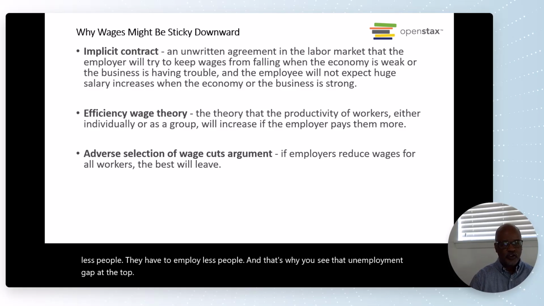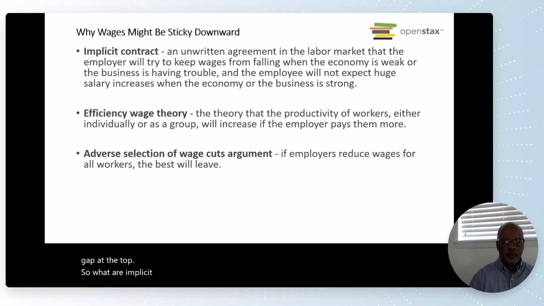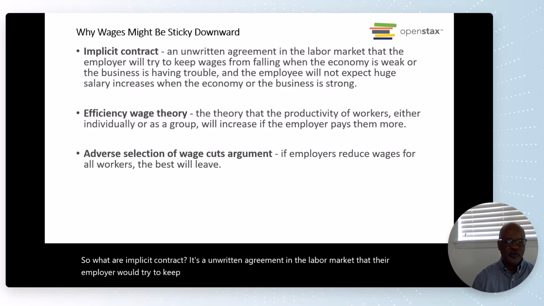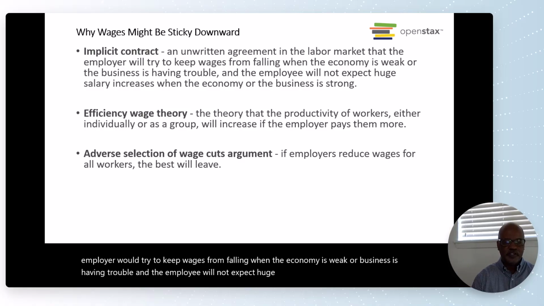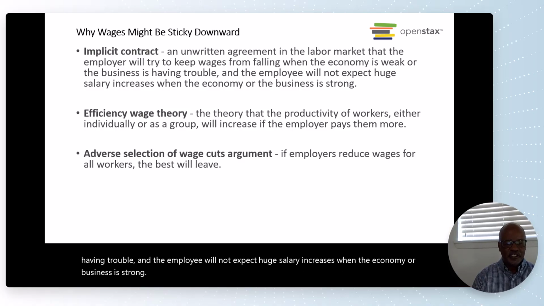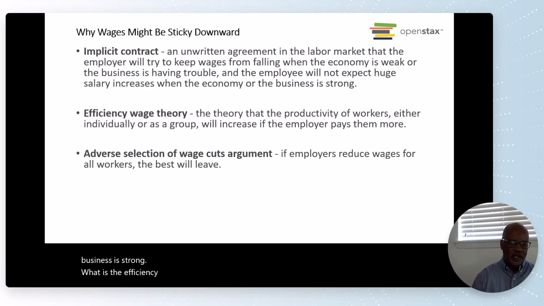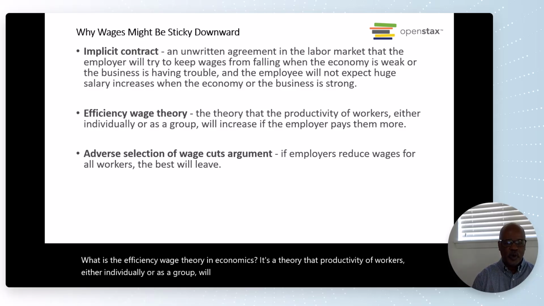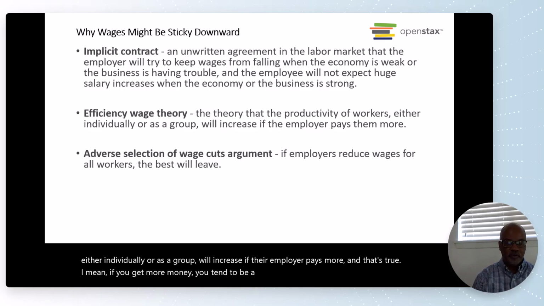So what is an implicit contract? It's an unwritten agreement in the labor market that the employer will try to keep wages from falling when the economy is weak or business is having trouble, and the employee will not expect huge salary increases when the economy or business is strong. What is the efficiency wage theory in economics? It's a theory that the productivity of workers, either individually or as a group, will increase if their employer pays more. And that's true. If you get more money, you tend to be a little more productive at your workplace.